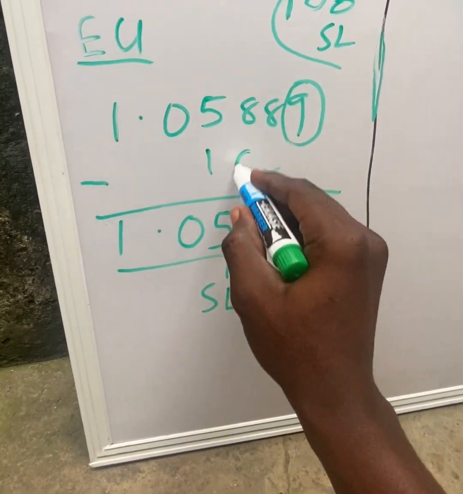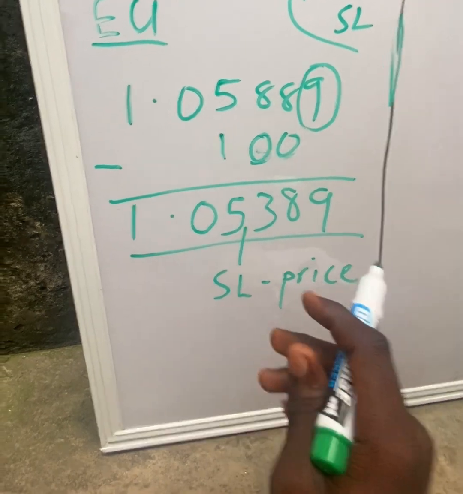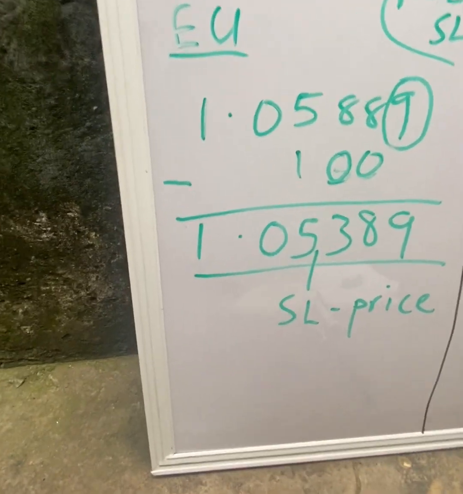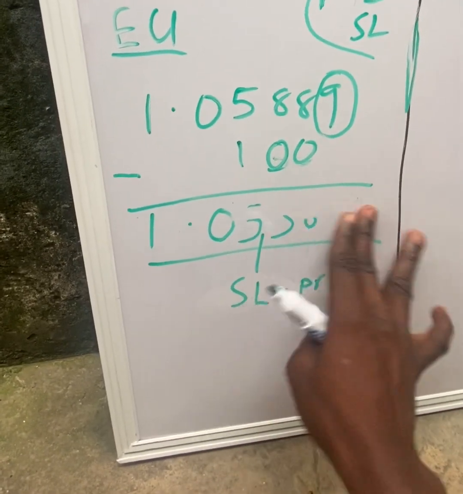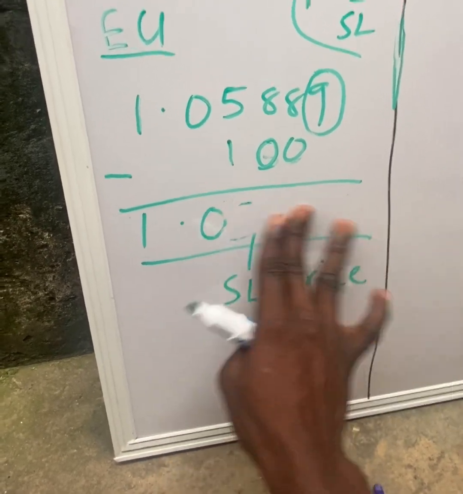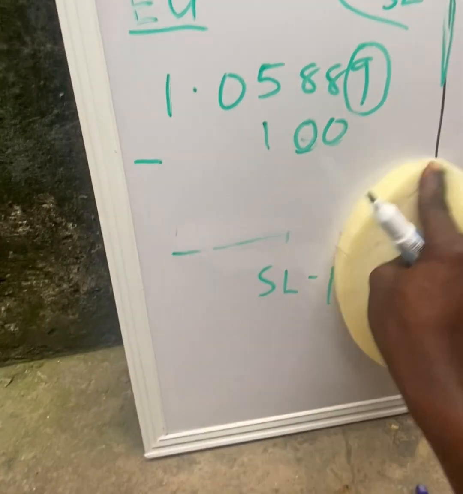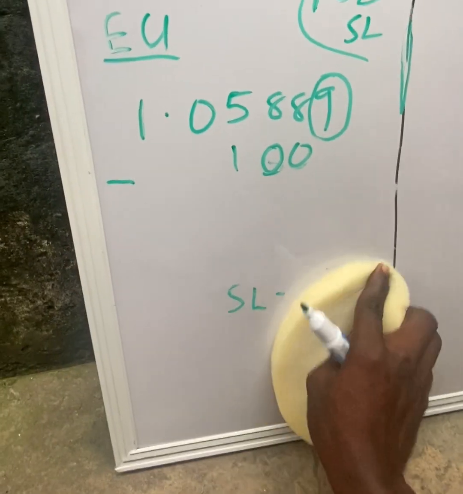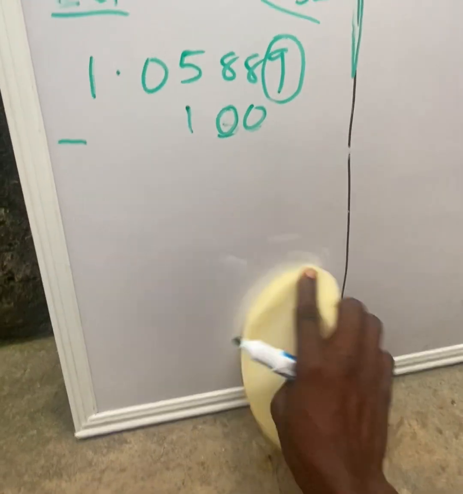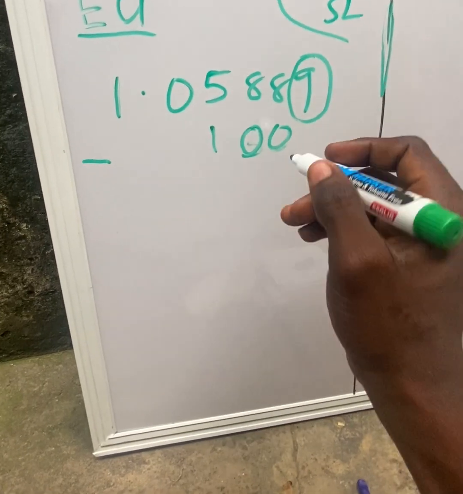pull the 1 here, add 100. You can see. So instead of 50 pips, this is 100 pips now. This is a 100 pips stop loss.